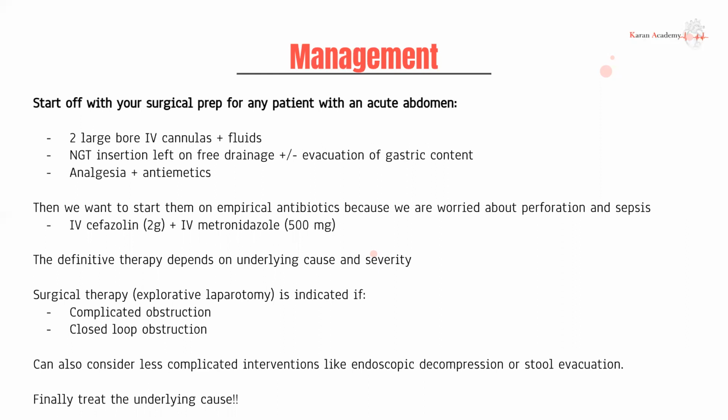So we want 2 large bore IV cannulas and to start them on IV fluids. We want to insert a nasogastric tube left on free drainage. Why? Because with a blockage, a lot of the gastric content is going to come up, which is when they vomit. So we want to put a tube into their stomach, which drains any fluid that may come up. And we can often even start with evacuating the gastric contents first.